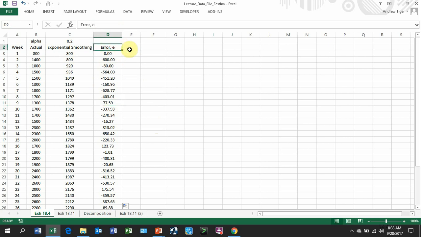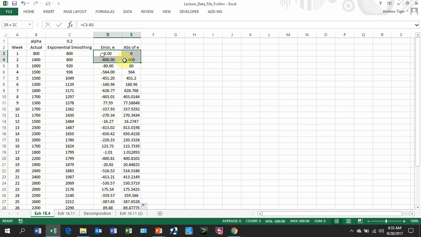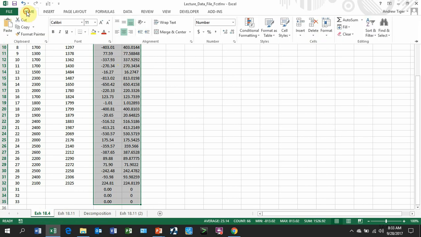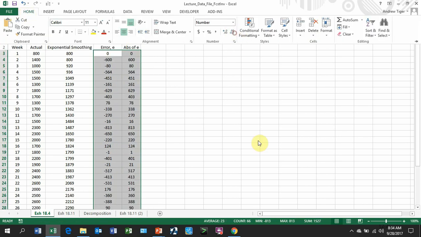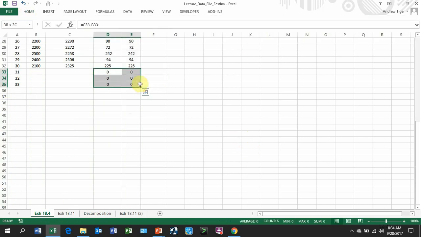So the next thing we do, if we're going to calculate a MAPE, a mean absolute percent error, is we have to calculate the absolute value of that. So this is the absolute value of E, and that's easy enough to do with that formula. All that did was turn those into positives. And again, we don't need to show that many decimal points. And I don't need to go down any further than the actual data.